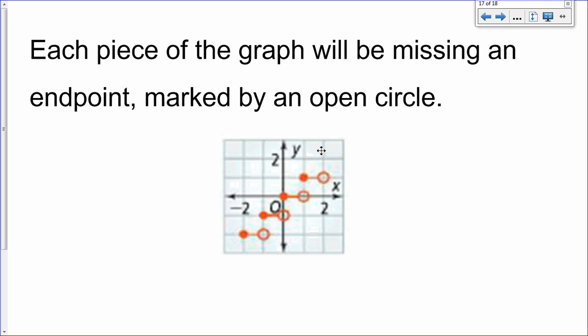And this is what they look like when you graph them. The reason we have the open circle here is because this number, -1, actually belongs to this part of the rule up here. 0 is going to be an open circle because the answer to 0 is actually going to be part of this answer.